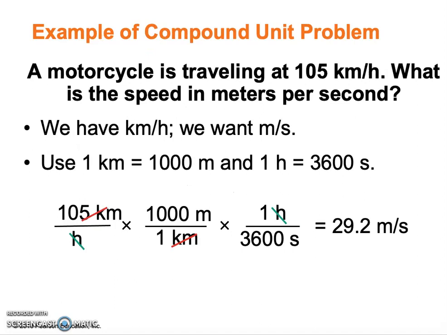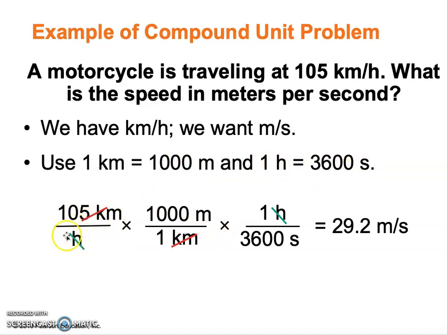Let's look at an example of compound unit conversion. A motorcycle is traveling at 105 kilometers per hour. What is this speed in meters per second? Now, you are given the unit in kilometers per hour. The question asks you to convert to meters per second. Recall that 1 kilometer equals 1,000 meters, and 1 hour has 3,600 seconds.